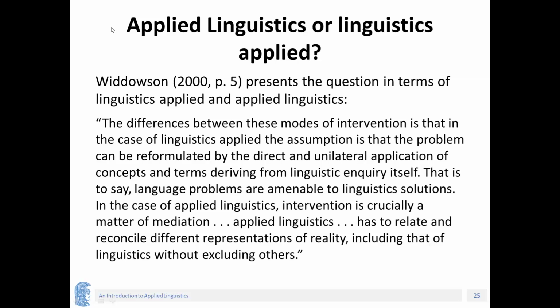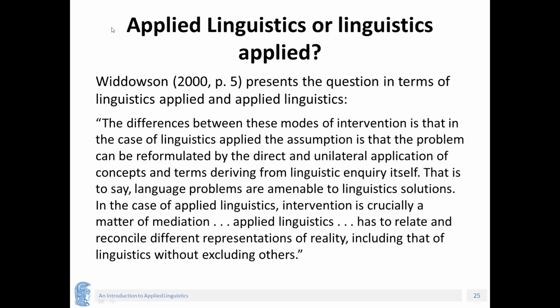That is to say, language problems are amenable to linguistic solutions. In the case of applied linguistics, intervention is crucially a matter of mediation. Applied linguistics has to relate and reconcile different representations of reality, including that of linguistics, without excluding others.